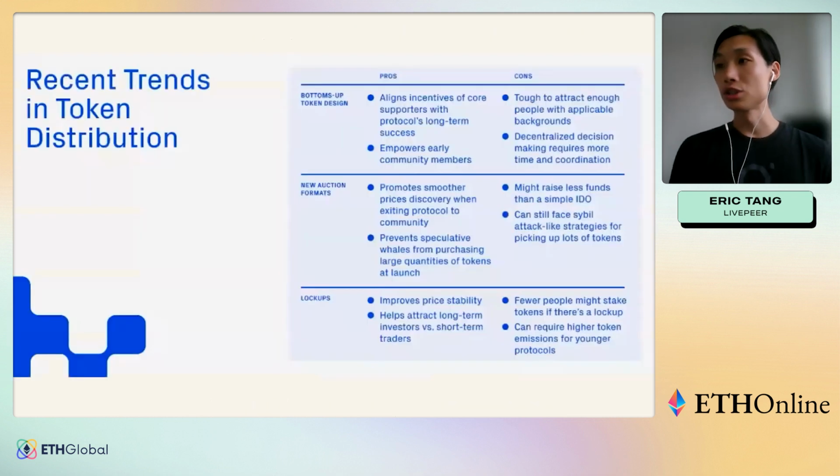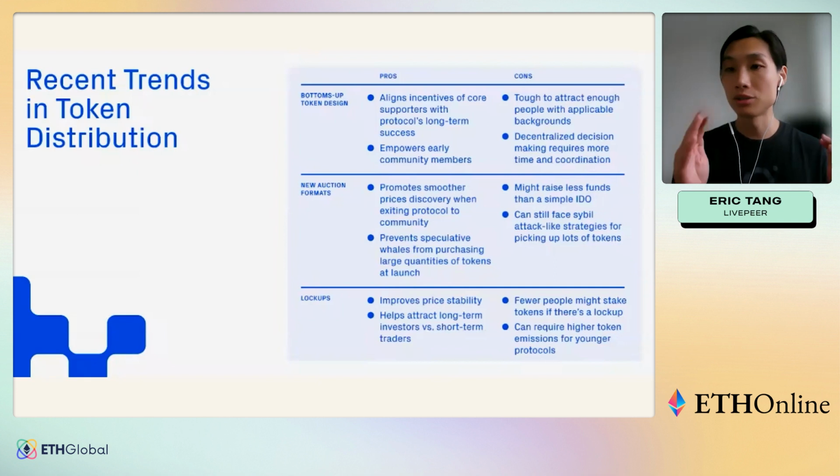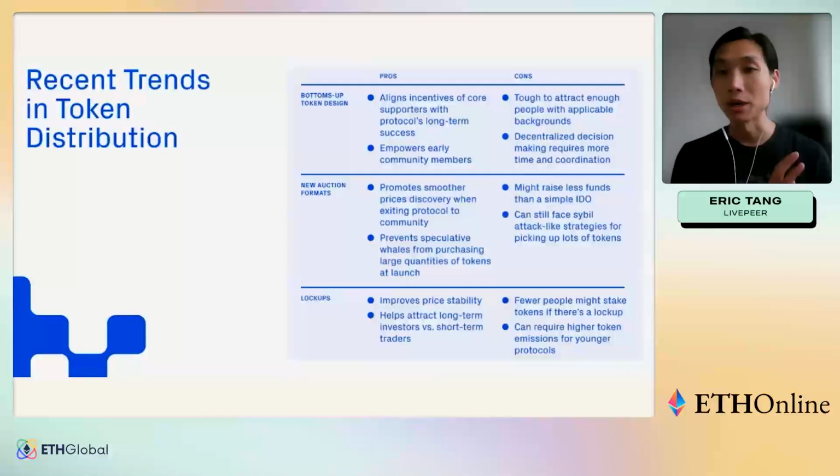But a really interesting trend that we're starting to see recently is that token distribution mechanisms are starting to become more community driven, right? Versus the traditional model. So the traditional model was still a little centralized, right? The core team comes together and makes all the decisions for everybody.